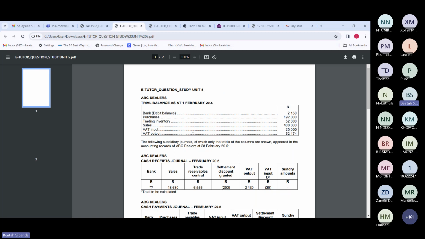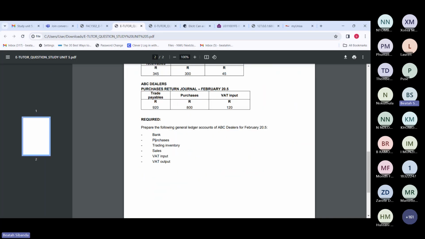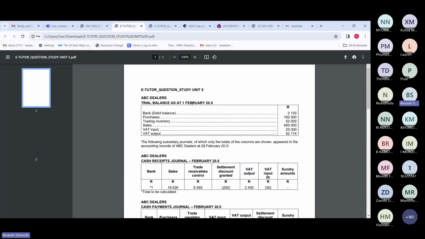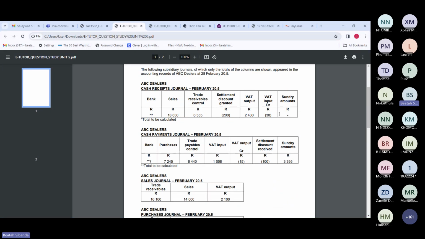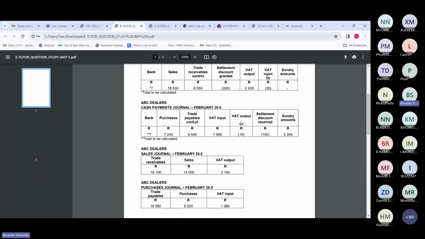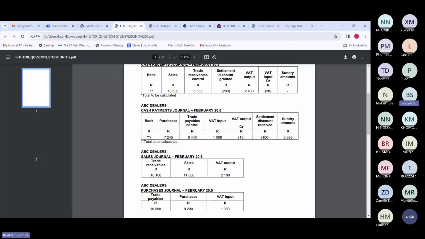Let's go back to the purchases, so that the next part is the purchases. So now if we go to the trial balance, we had an opening balance of 192,000, and then what happened during the period which affects our purchases, we need to look for that. So we have credit purchases here of 9,200, so we need to account for this. And then in the bank, in the cash payments journal, we have those purchases for 7,245. We need to account for that.